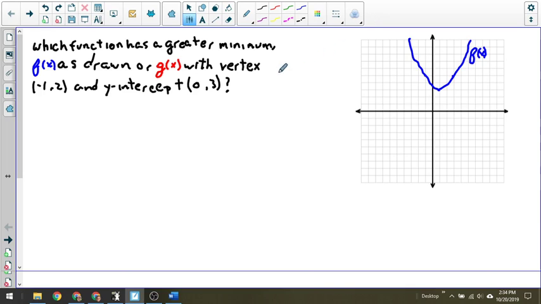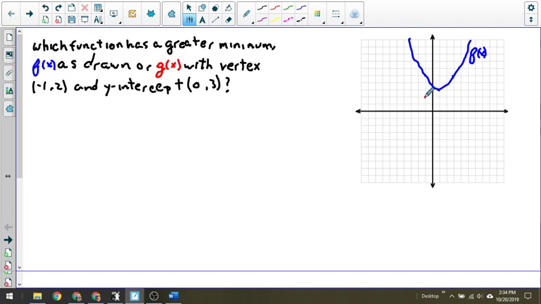So what I'm going to do is plot the vertex of g of x at (-1, 2). Right here, I hope. (-1, 2). That's the vertex. We know it either goes up from here or it goes down from here. We're going to use the intercept to decide what it does. The intercept at (0, 3) is right here.